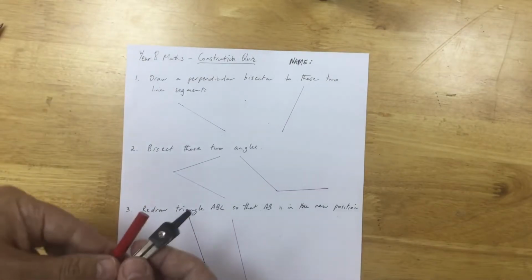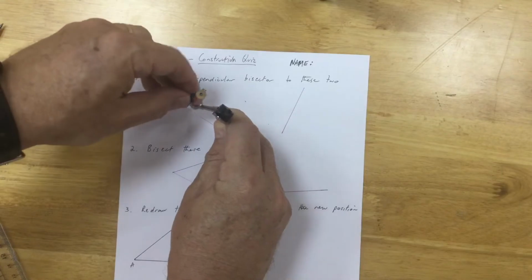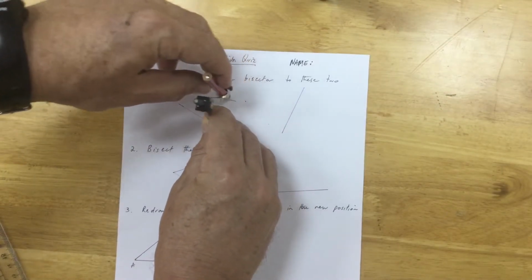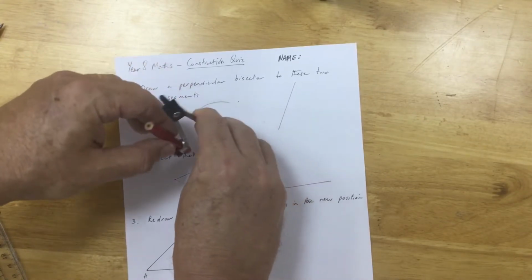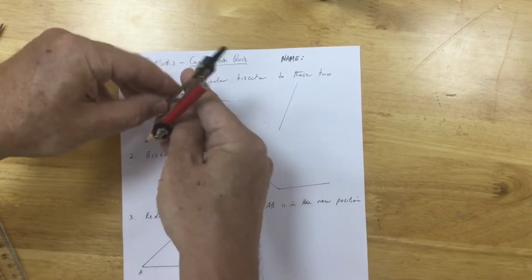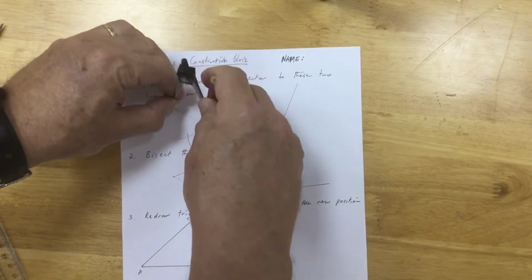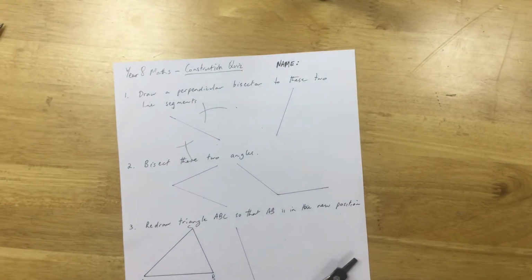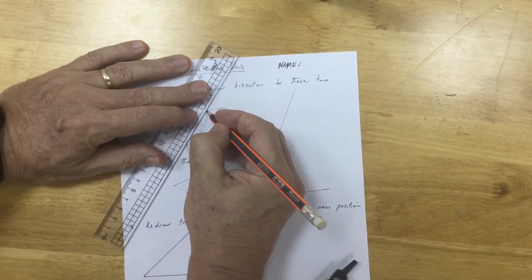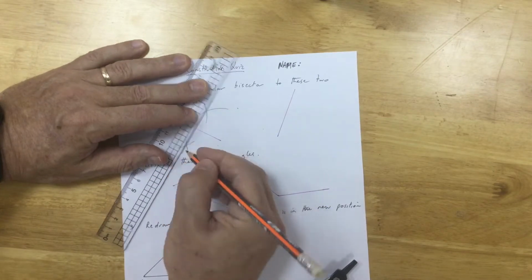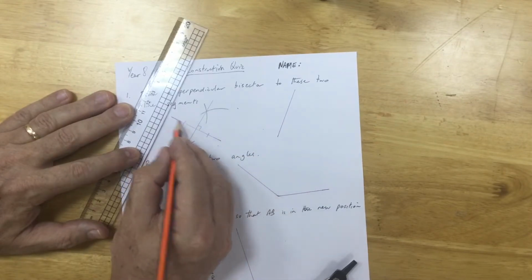But we construct it by making a little angle, a radius, sorry, here and here. Whoops, make sure I'm on the end. And same radius on this side. And where those two cross over, we join them up. So this line is perpendicular, and this side are the same length.